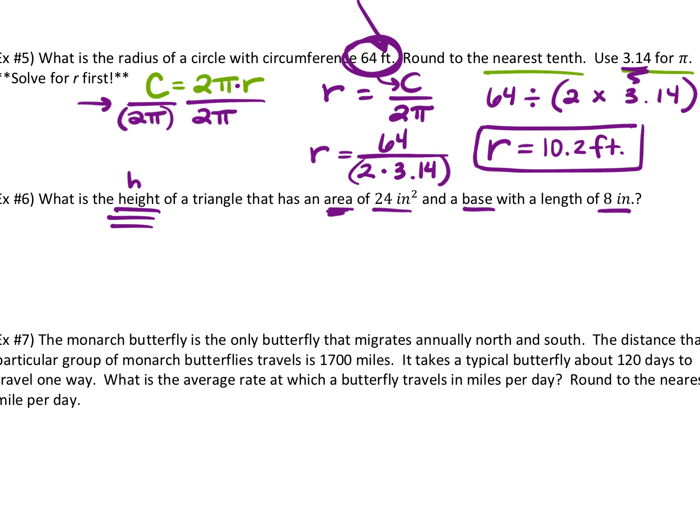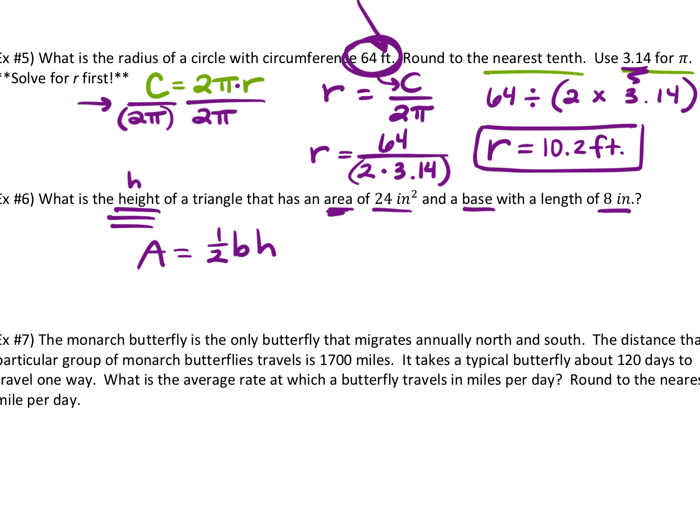Who's got a height? 6. 6 what? Inches. Height's going to be inches. Okay, so here's the formula. Area of a triangle is 1/2 base times height. We want to isolate the height.